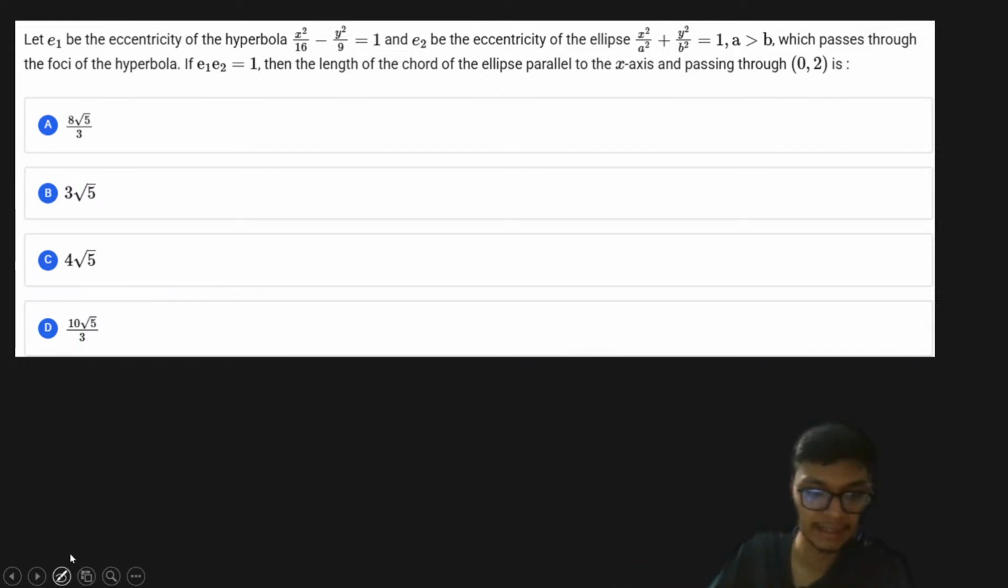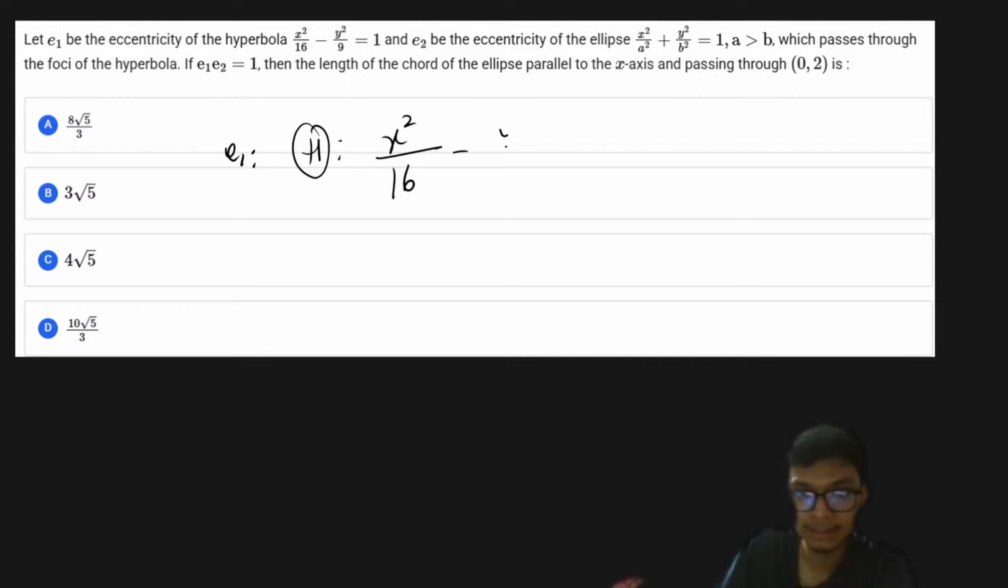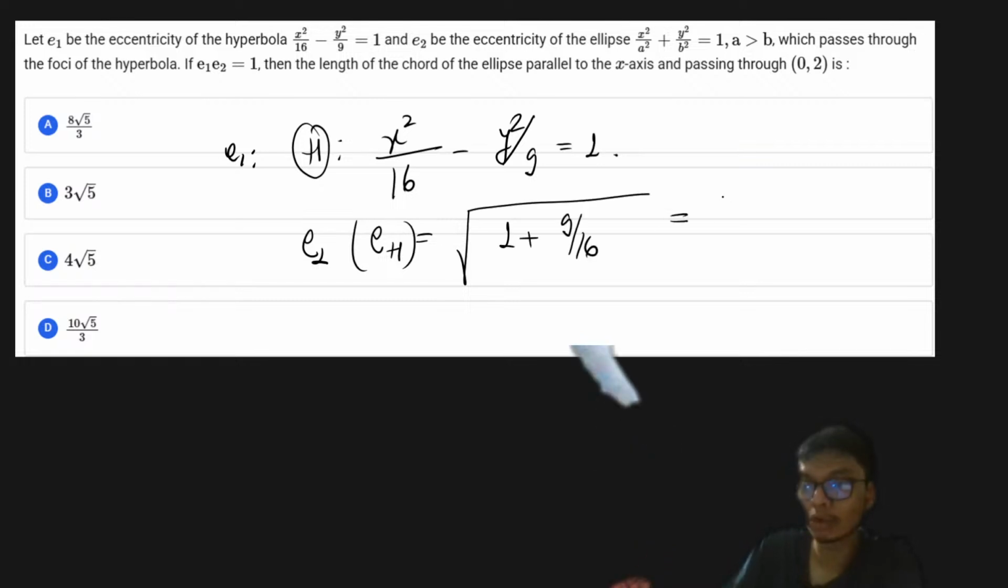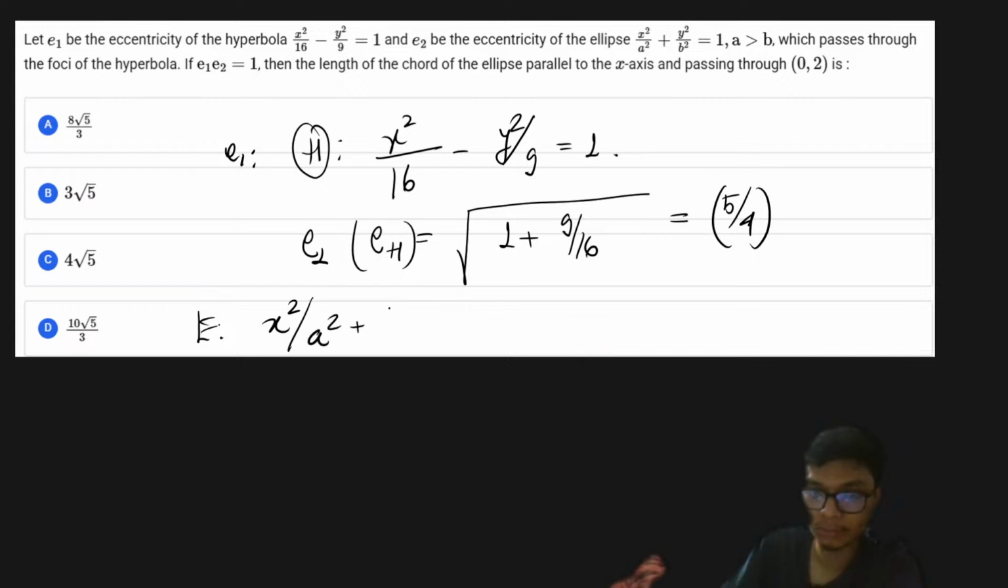This question says that eccentricity E1 is defined as the eccentricity of this hyperbola. Let us call this hyperbola H, and that is given as x square by 16 minus y square upon 9 is equal to 1. From here we can simply find the eccentricity E1, which is the square root of 1 plus 9 upon 16, and that is equal to 5 upon 4.